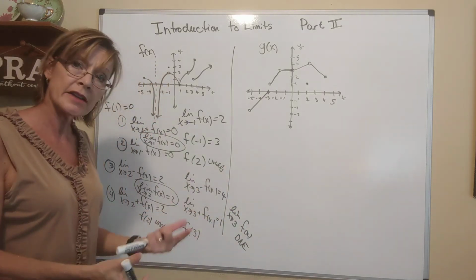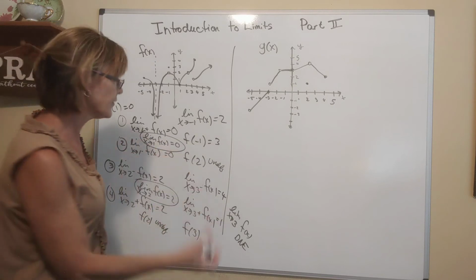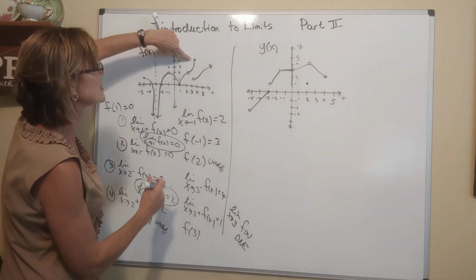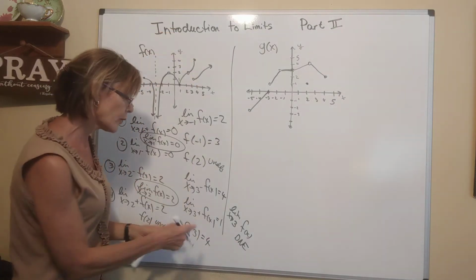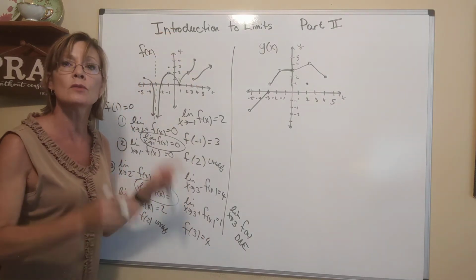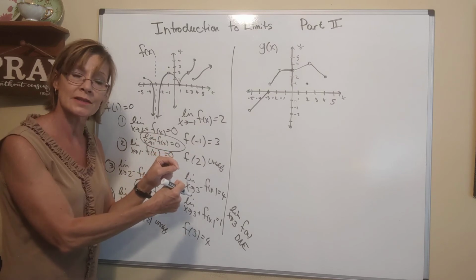Is the function defined at 3? A totally separate question. Is it defined at 3? Well, sure it is, because I see a closed circle up here, and it's defined to be 4. Understand that where something's defined has nothing to do with what its limiting value is necessarily.